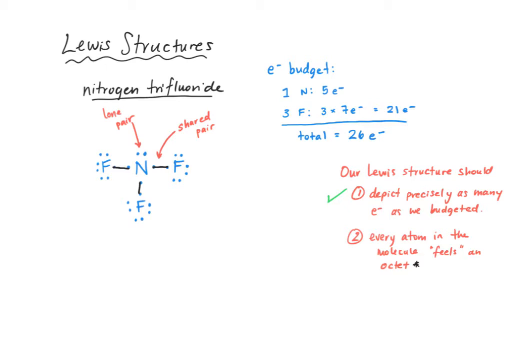Overall then, every atom in this molecule feels an octet. It feels as though it's got 8 electrons around it. Thus, we expect that this is a good Lewis structure to represent NF3.